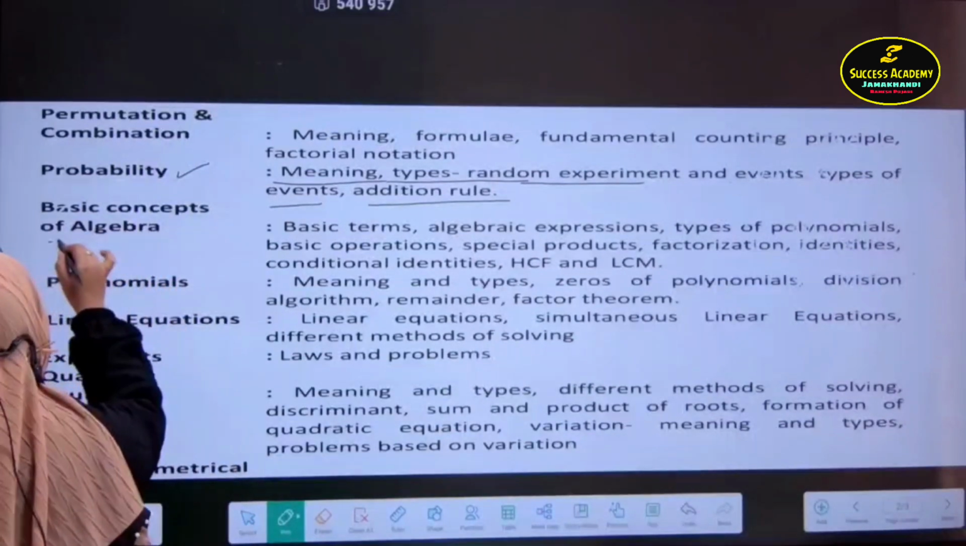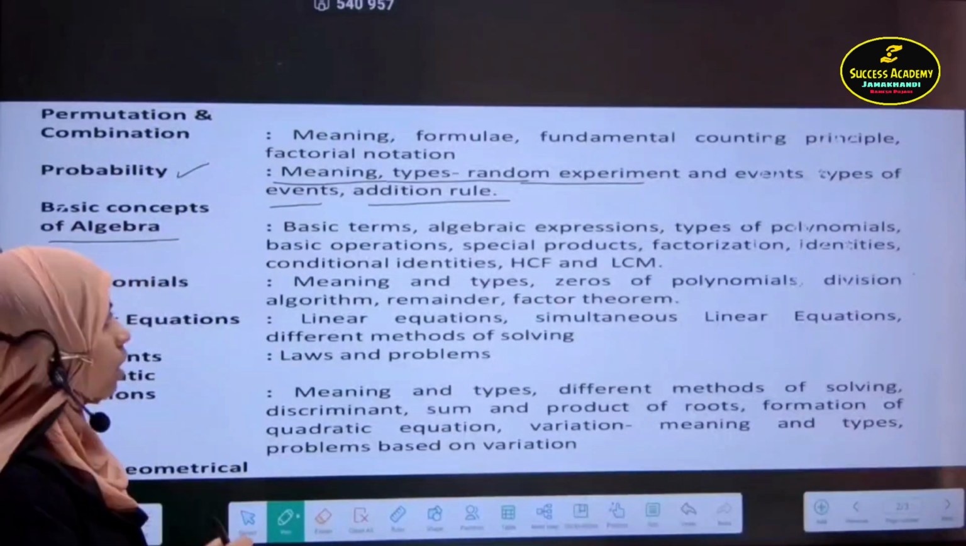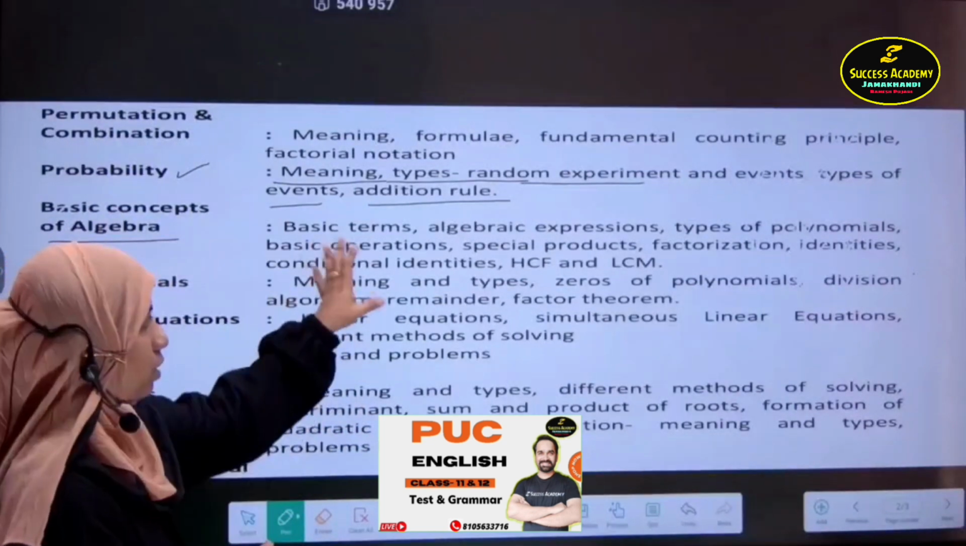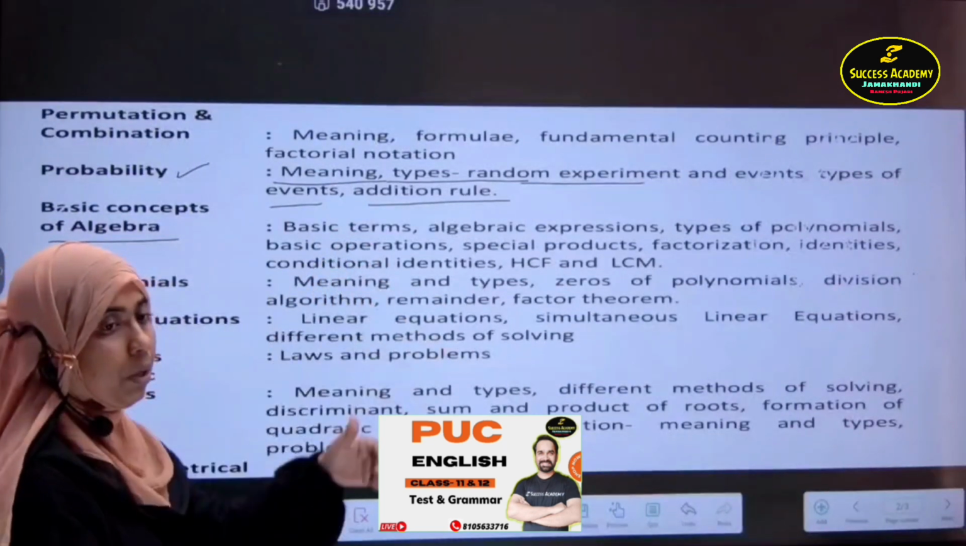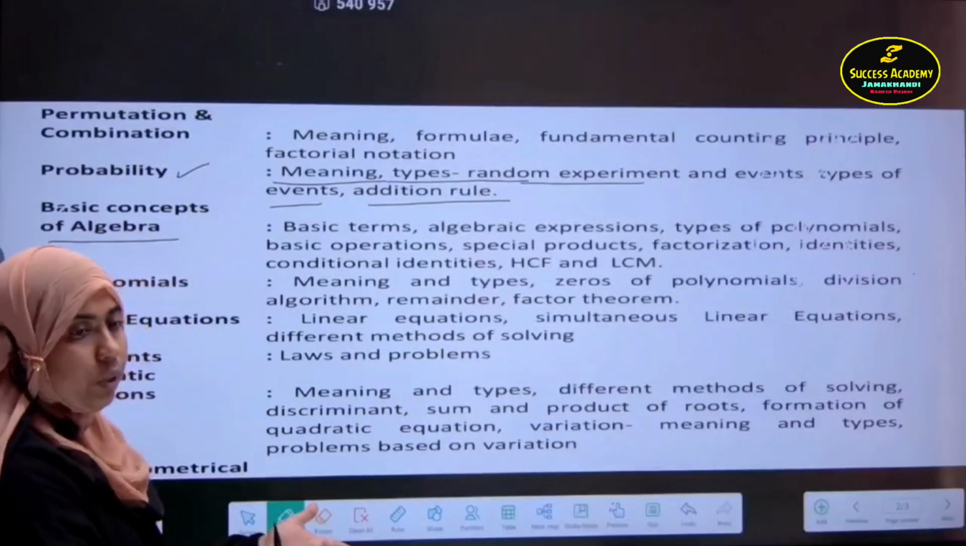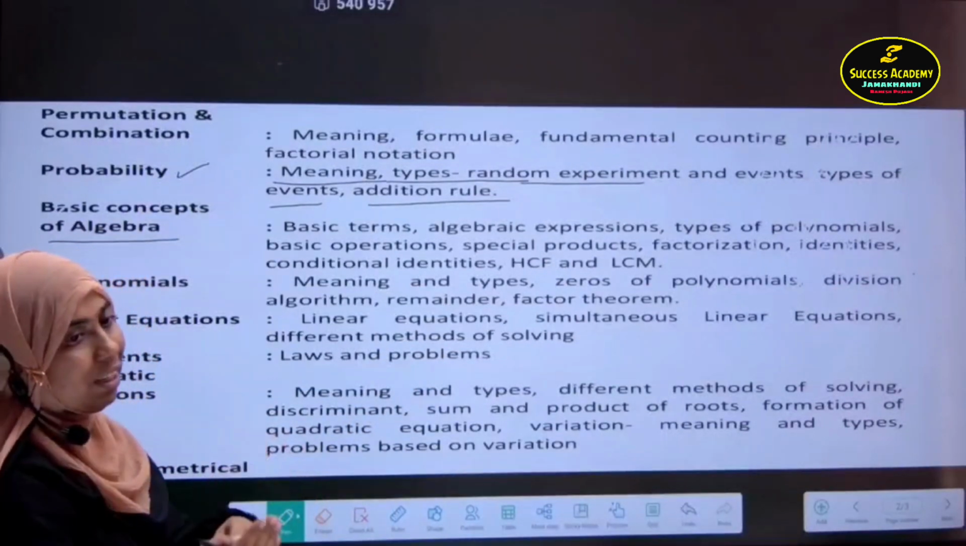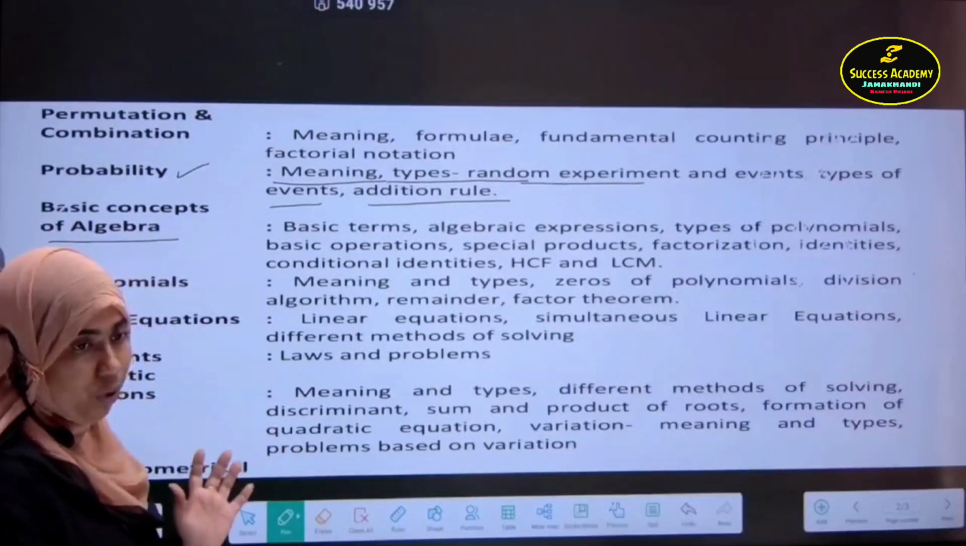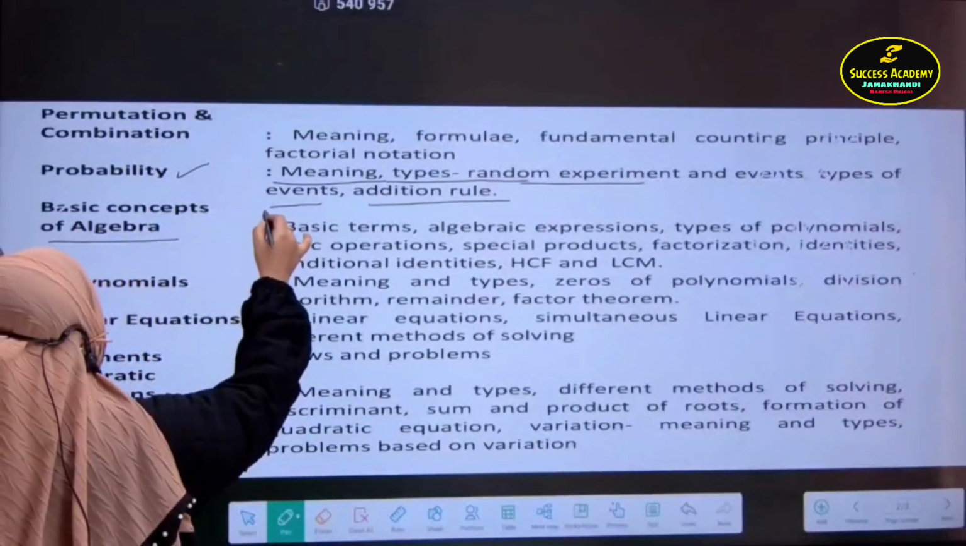Next, basic concepts of algebra. This is a very easy way to attempt. These are the easy parts of the question paper, because every student, from primary till their higher studies, is interested in and good at algebra. So this is the part where you can score well.